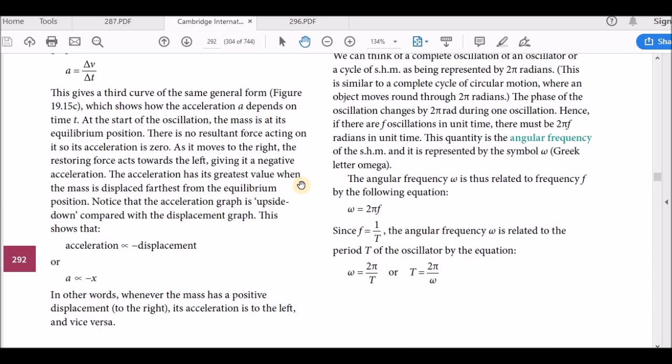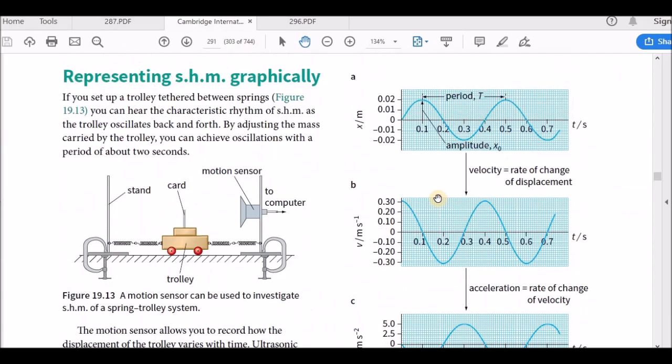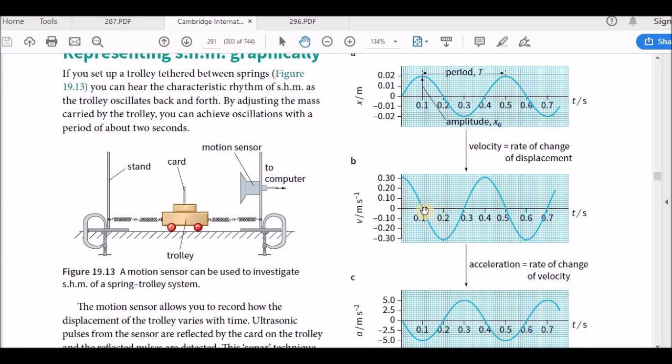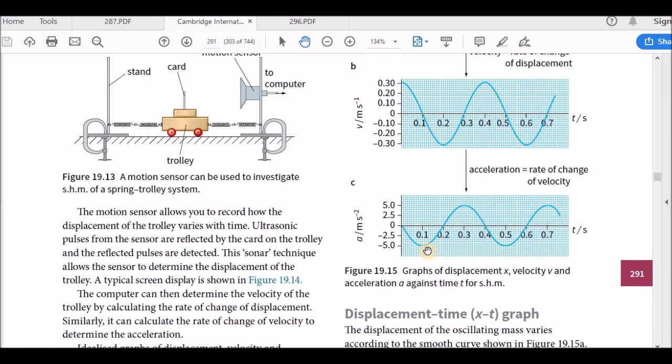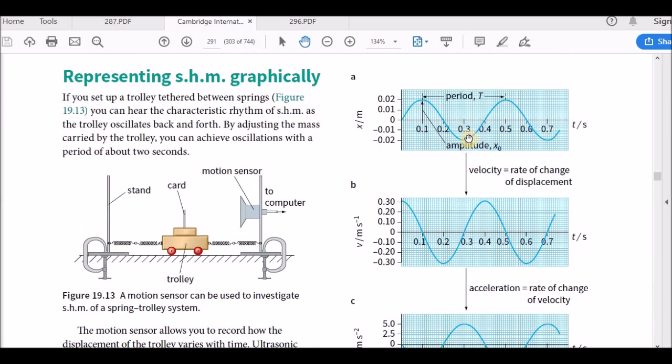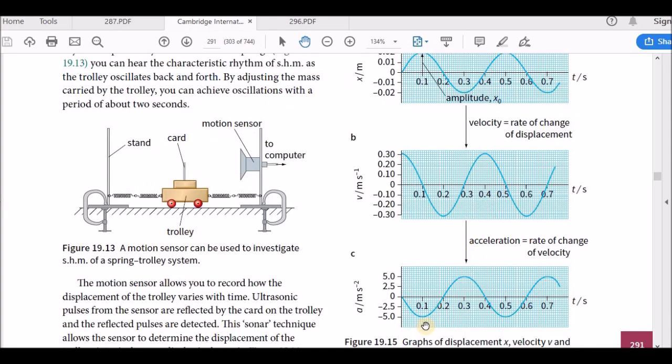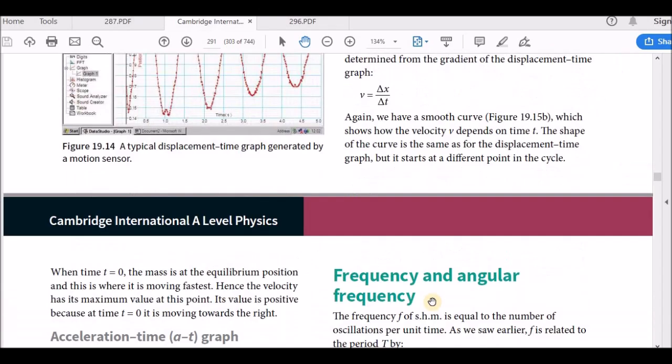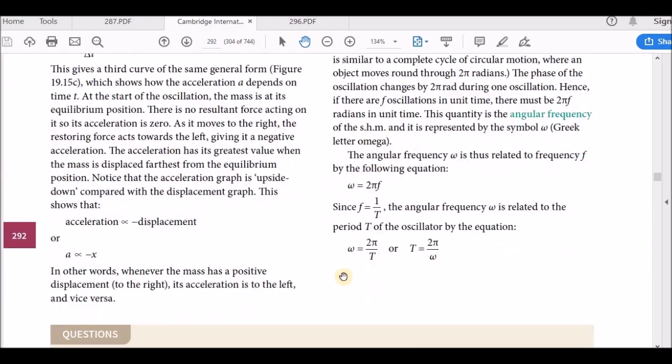The acceleration has its greatest value when the mass is displaced furthest from the equilibrium position. Okay, we can also see that from the graph. When the displacement is maximum, you can see the acceleration is maximum negative and maximum positive. See, when the displacement is maximum, the magnitude of the acceleration is maximum. Okay, notice that the acceleration graph is upside down compared to the displacement time graph. This shows that acceleration is proportional to the negative value of the displacement, or acceleration is proportional to minus x. x is the symbol we use for displacement. a is the symbol we use for acceleration.